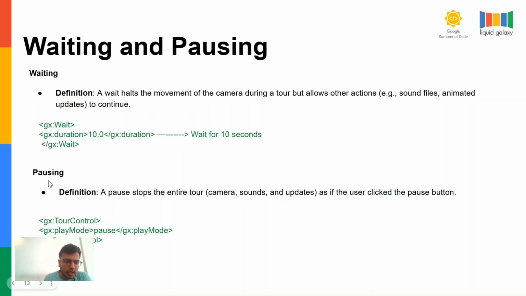Next thing is pausing. Pausing can be done using the TourControl tag. So playMode is specified as pause, which means that until and unless the user dynamically chooses to resume, the tour is not going to continue.